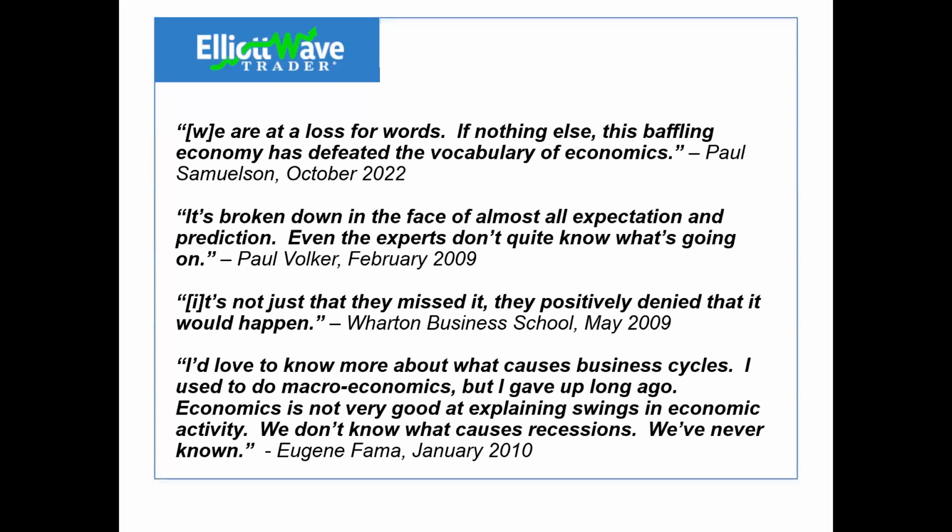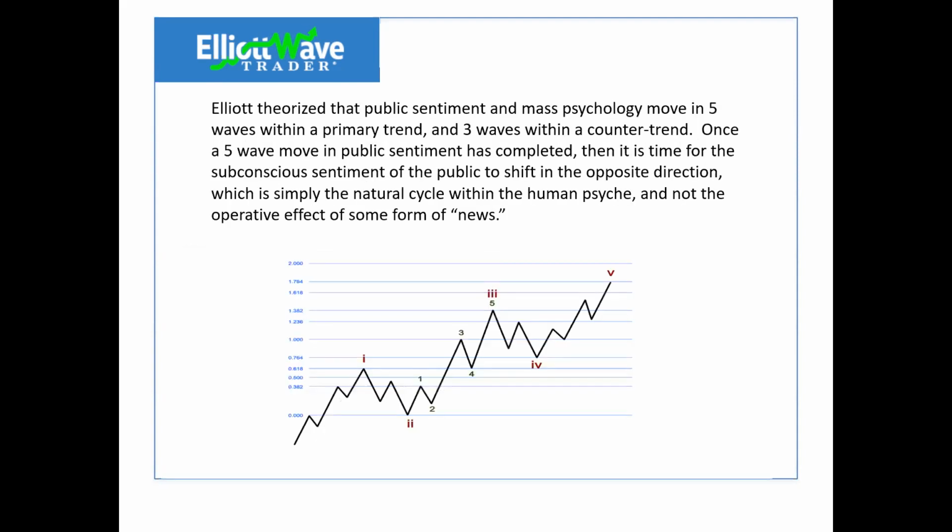And in 1940, Elliott publicly tied the movements of human behavior to the natural law represented through Fibonacci mathematics. Most specifically, Elliott theorized that public sentiment and mass psychology moved in 5 waves within a primary trend and 3 waves within a counter trend. Once a 5-wave move in public sentiment is completed, then it's time for the subconscious sentiment of the public to shift in the opposite direction. And it's simply the natural cycle within the human psyche and not the operative effect of some form of news.